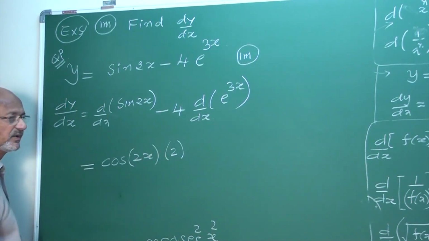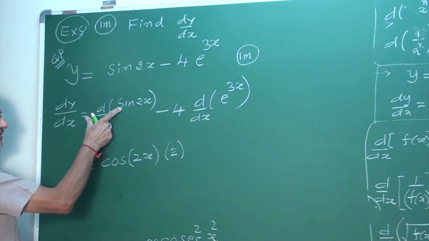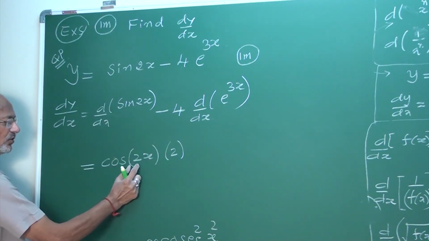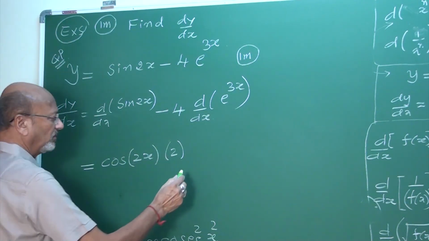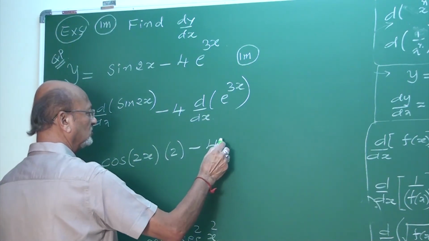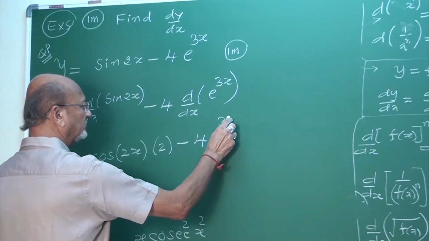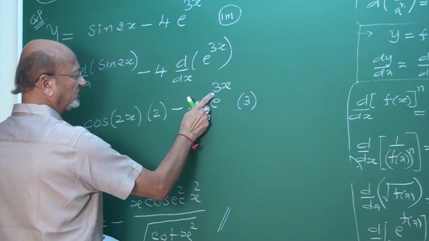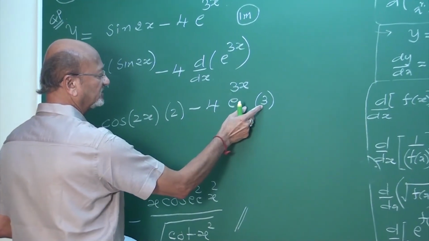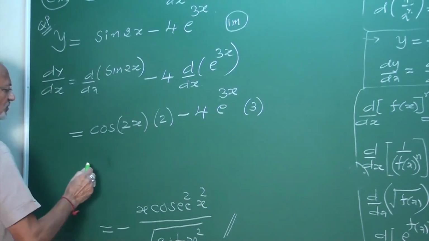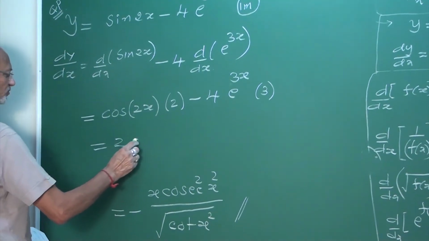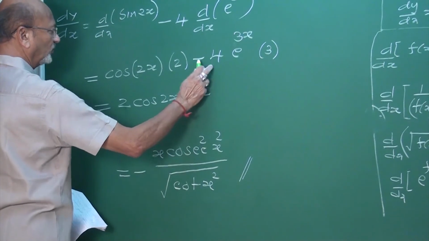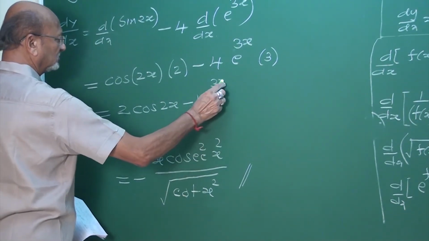I have written directly, my friends: sine becomes cos, angle 2x. Is it x? No. Write its derivative. Minus 4 e to the power 3x. Is it x? No. Write its derivative. It is not x; derivative of 3x is 3. Simplify it. So it is 2 cos 2x minus 12, 4 into 3, e to the power 3x.